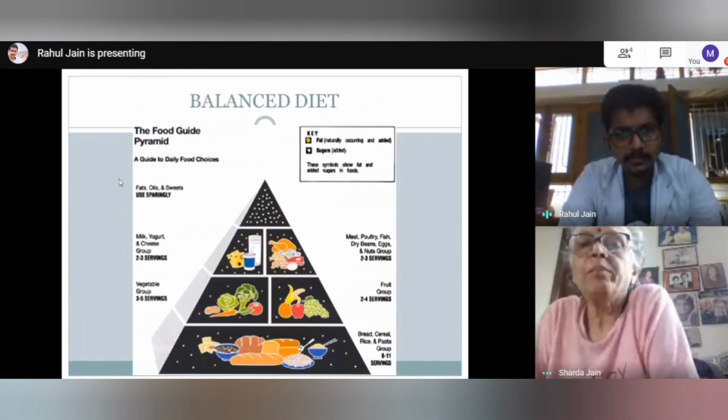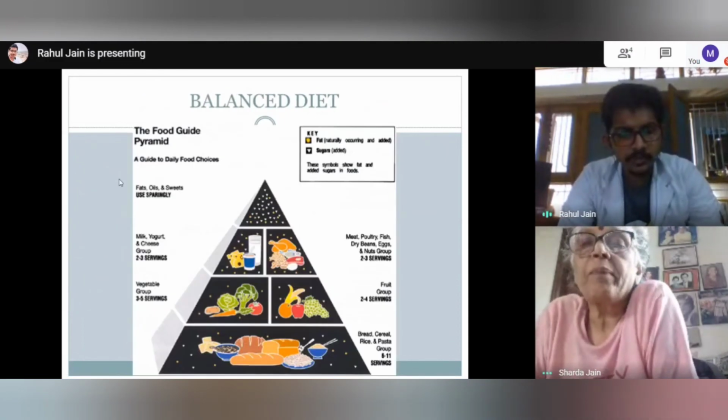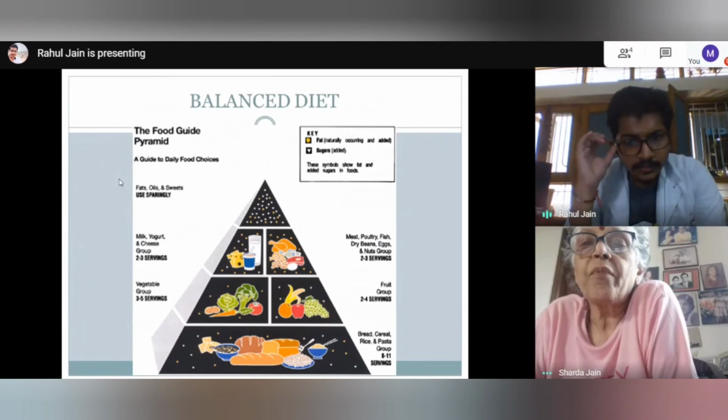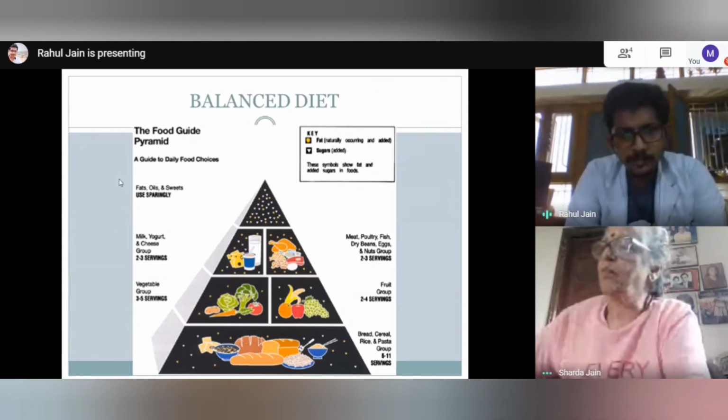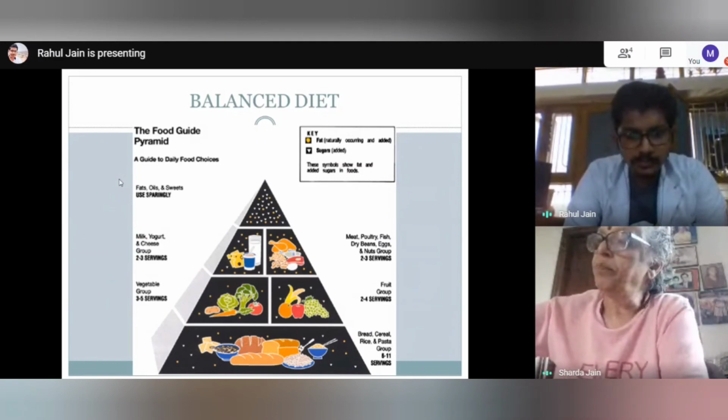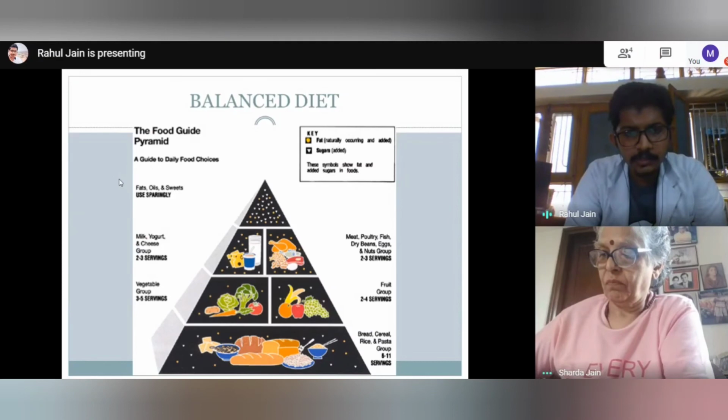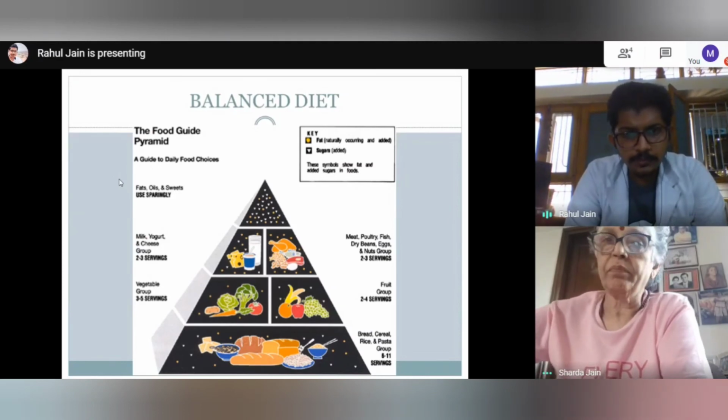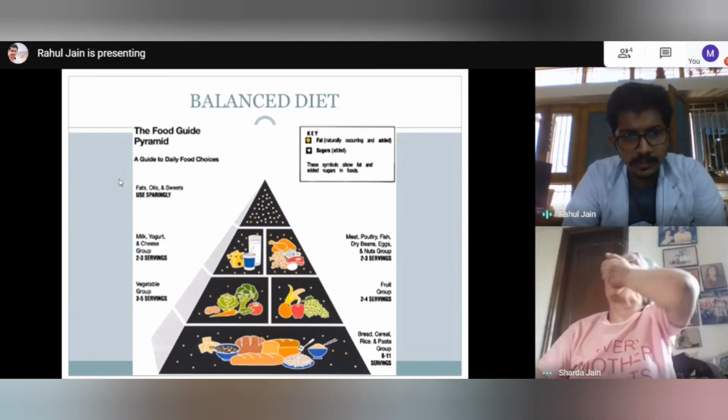Then coming on to the last topic for the day, that is balanced diet. What should it consist of, and how it works. Whenever we are trying to decide a balanced diet, first of all, we should follow the principle that carbohydrate should be 50 to 60% of our diet, protein should be 10 to 15%, and the rest is fats.